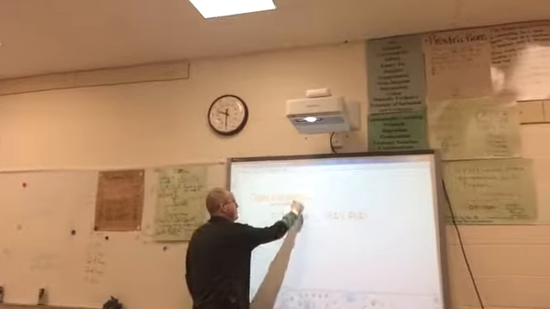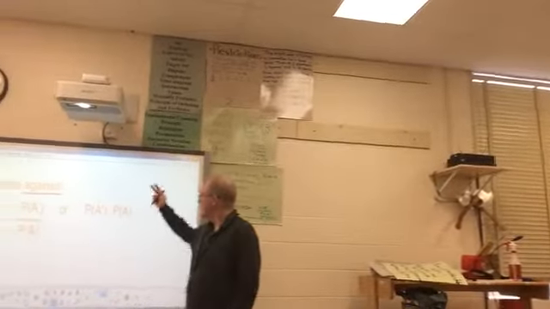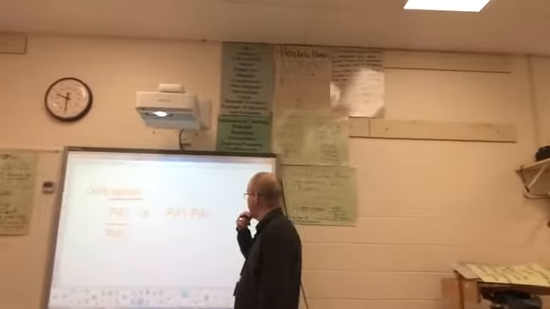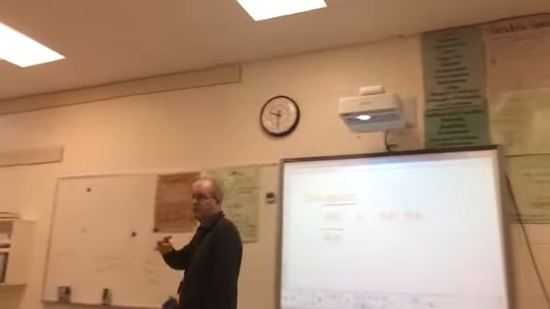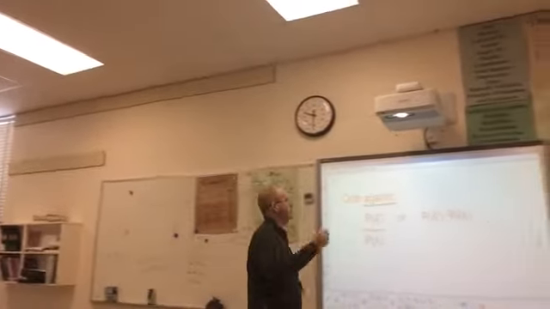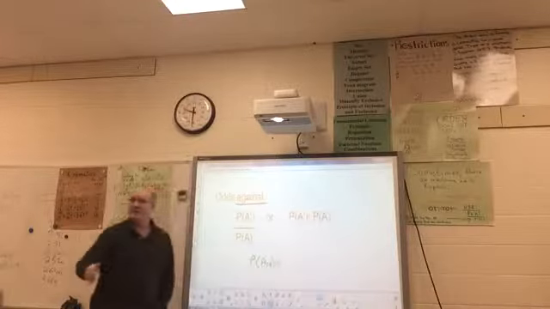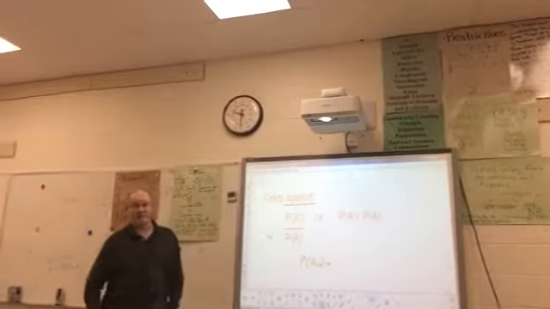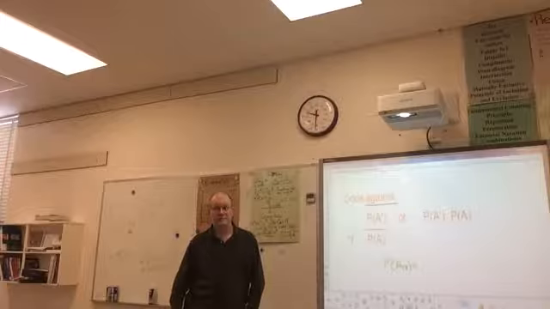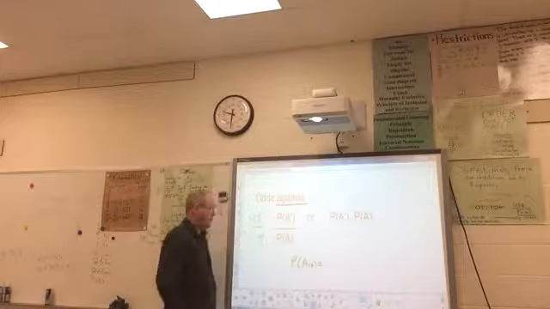Now, odds against. These are unfavorable divided by favorable probability. So, let's do a different example. Draw a card. What's the probability of drawing an ace? Well, how many aces are there in a deck? 4. How many cards are not aces? Good. 48 to 4.